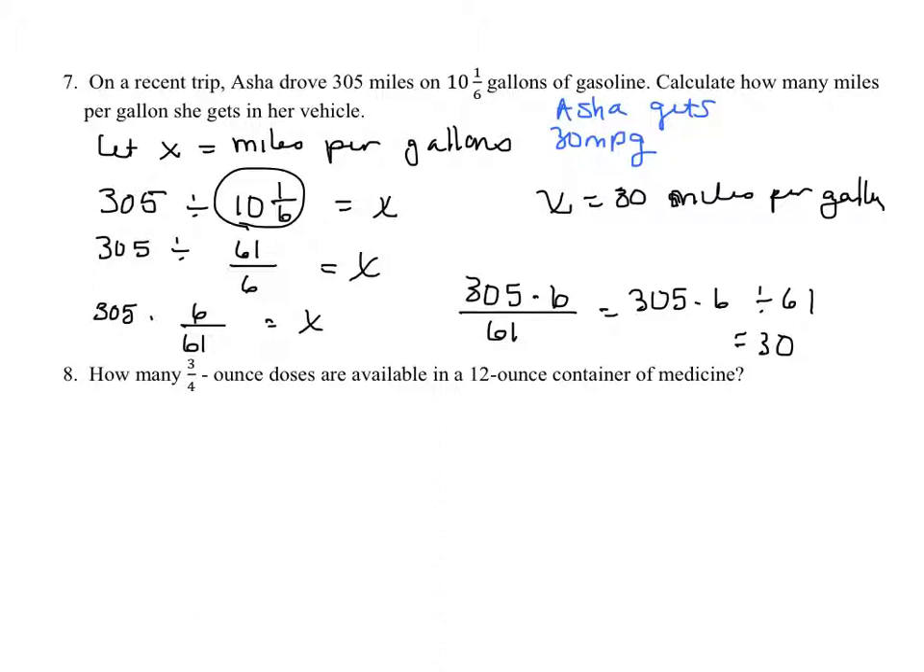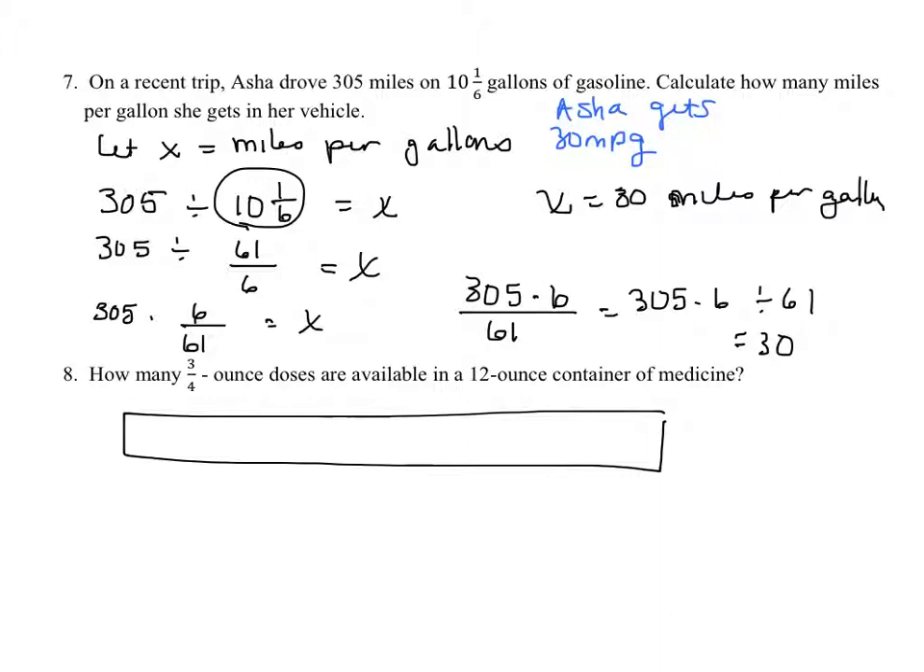Last but not least, number 8, and this trips everybody up. How many 3/4 ounce doses are available in a 12-ounce container of medicine? Okay, so we have a 12-ounce container, you guys. Let's say this is 12 ounces. And we're going to divide them into 3/4 ounce dosages. So what you're really going to do is take 12 and divide it by 3/4. And that's going to equal our x. What's x? Let x equal the number of doses.